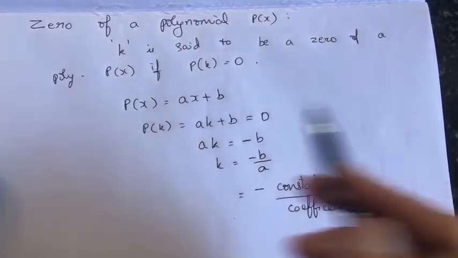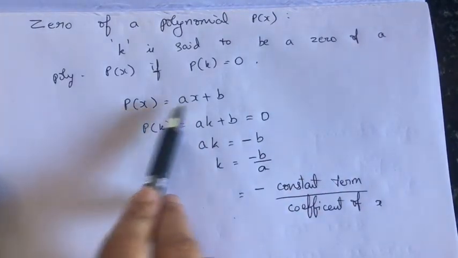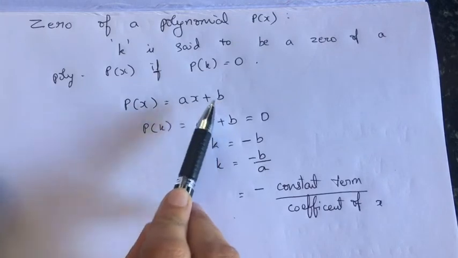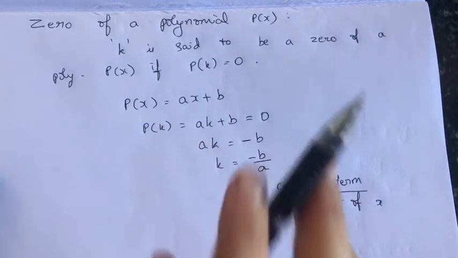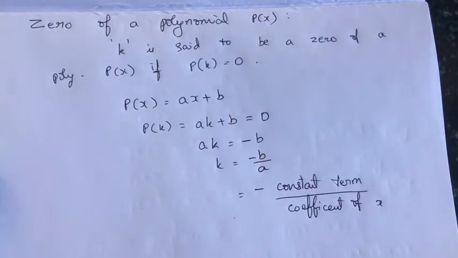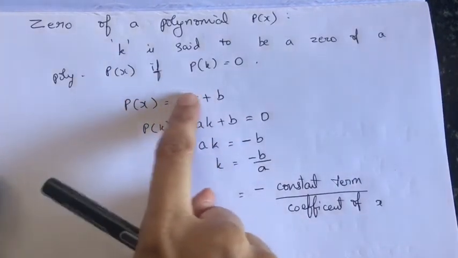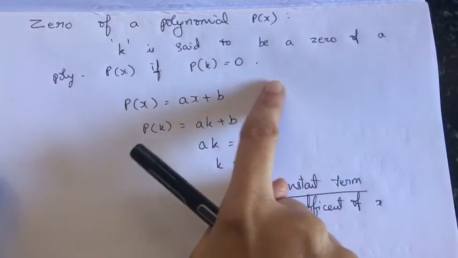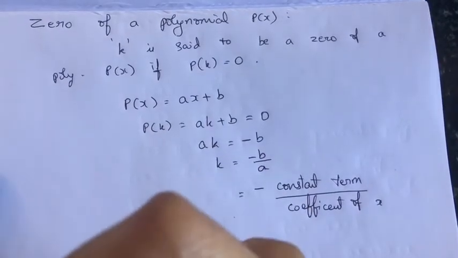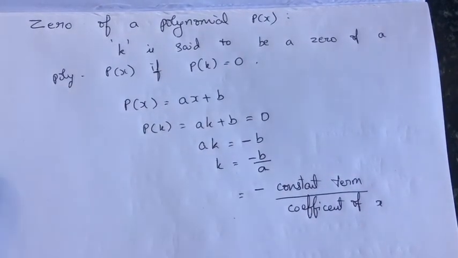Alright. See, I have a linear polynomial and I want to find the zero of the polynomial. Zero of a polynomial means for what value of x this polynomial is equal to 0. That I have to calculate. Now I am taking a general example.